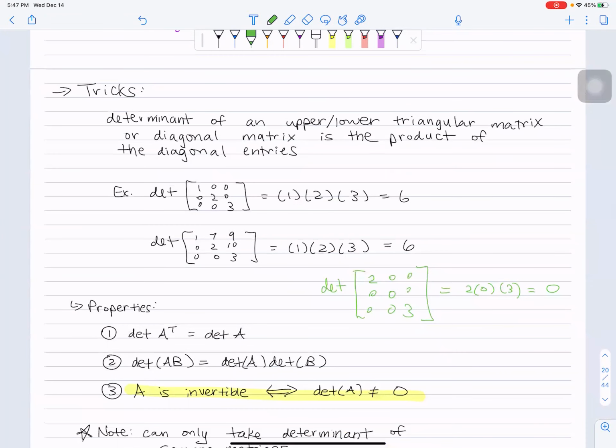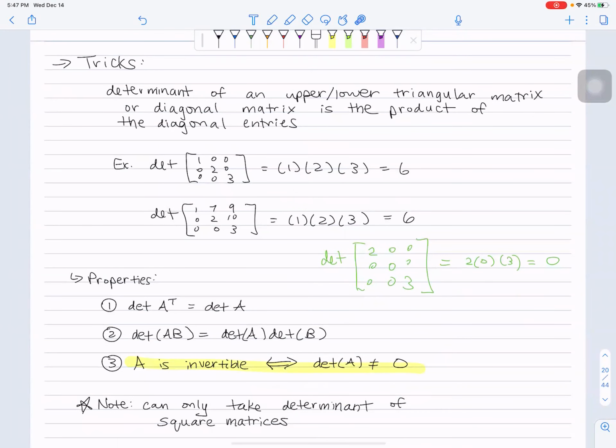Okay, and some other properties of determinants. As I said before, determinant of A transpose is equal to the determinant of A. If you wanted to do the determinant of AB, you can separate it and do the determinant of A times the determinant of B. For this case, you sometimes want to be careful though. This only works if A and B are invertible. Then you can use this trick.